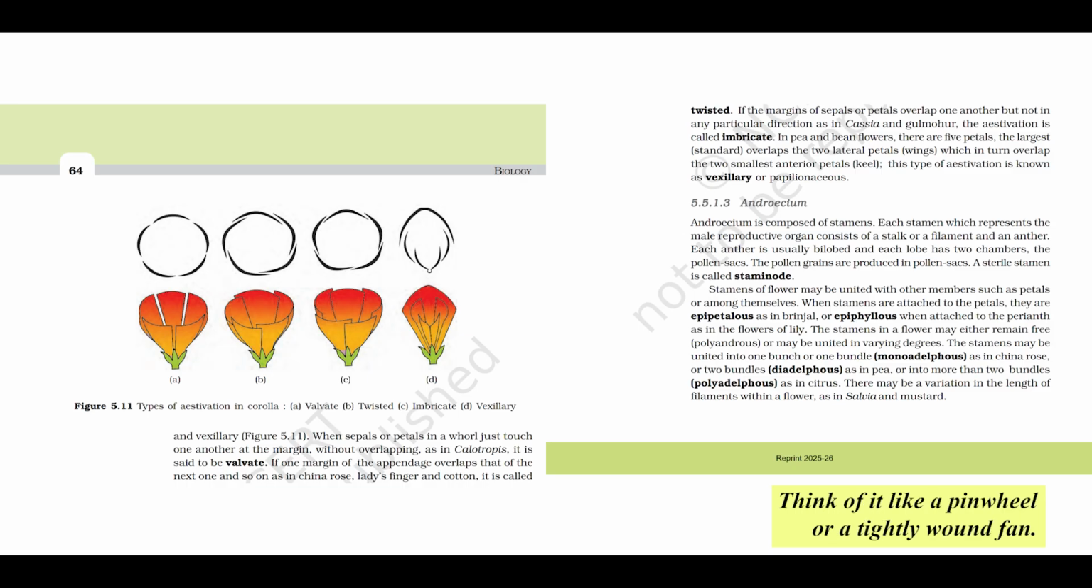Think of it like a pinwheel or a tightly wound fan. Examples include China rose, lady's finger, okra, and cotton. So a regular overlap in one direction, twisted. Yes. Third, imbricate aestivation, Figure 5.11c.